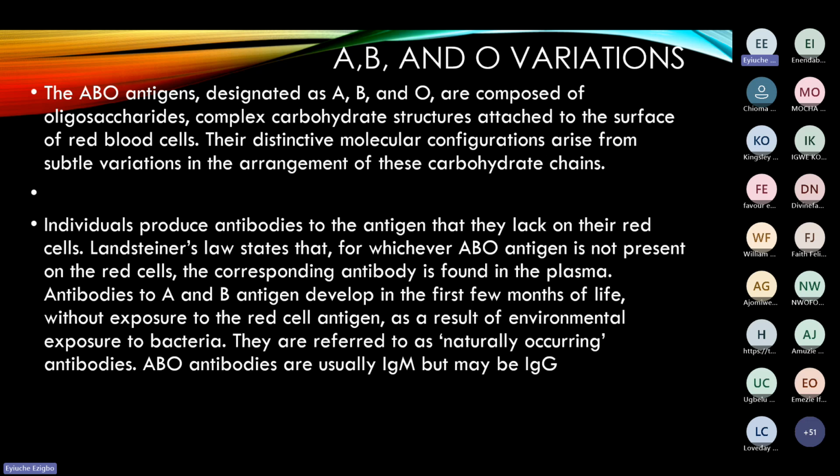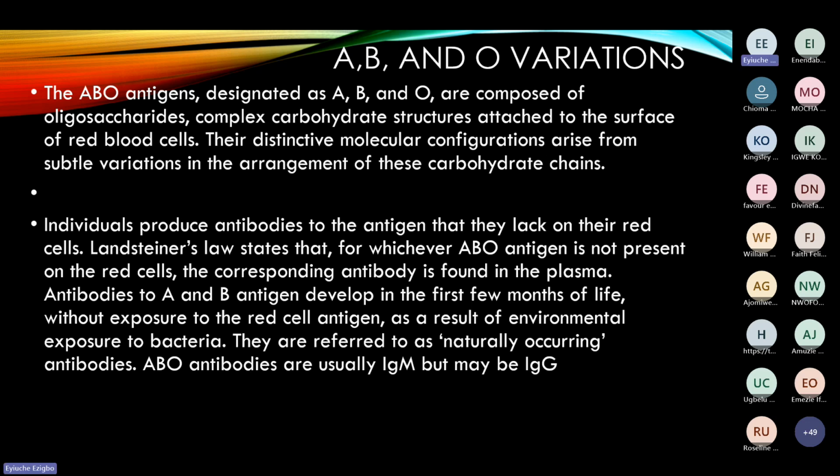So what this slide is trying to emphasize is that individuals will produce antibodies to the antigens that they lack on their red cells. So if an individual is blood group A, that is, it has the A antigen on the red cell membrane, that means it's lacking what? It's lacking the B antigen. So it will produce what?